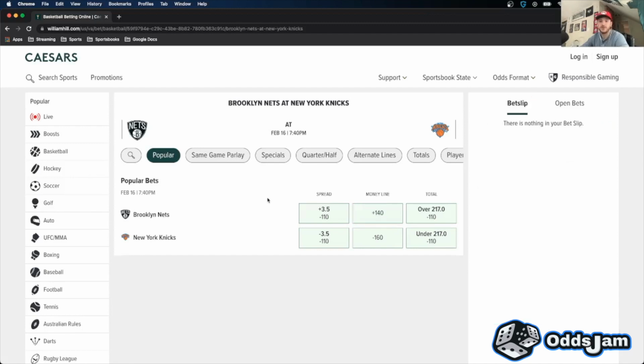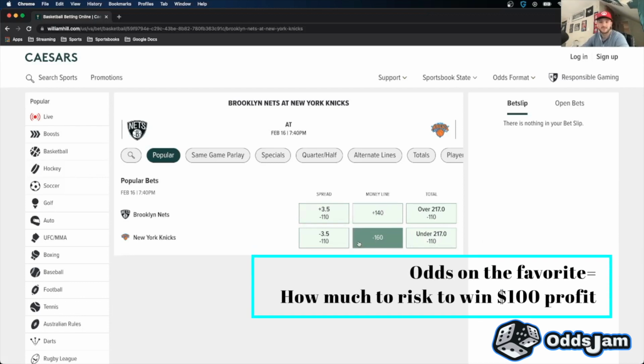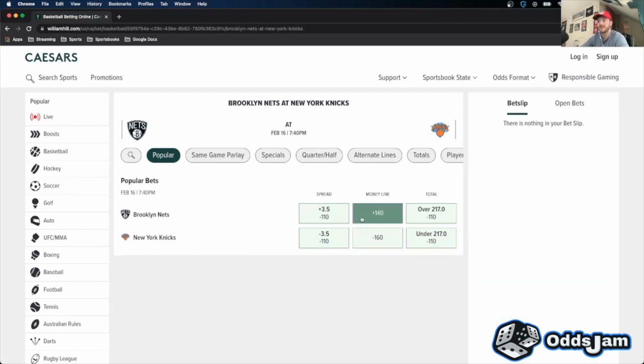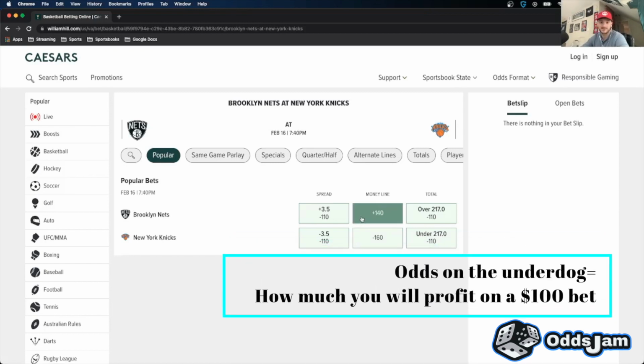But either way, the important thing to remember when looking at lines is that for the favorite, the team that has the minus, that is how much money you have to risk to profit $100. And for the plus money or the underdog, if you risk $100, that is how much you will profit.